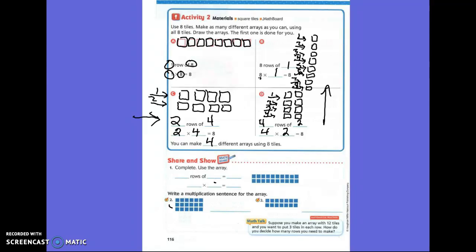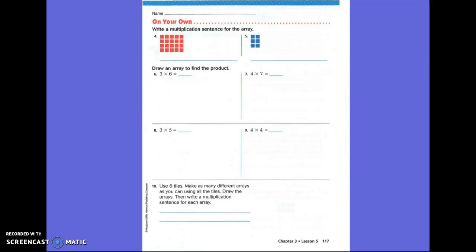All right, and then when you go to the next page, all this is on your own, and you have to draw your arrays and then find your answers on 6, 7, 8, and 9. But on 4 and 5, you are writing the multiplication sentence, just writing it for that array that they already drew for you. And then number 10, you're using 6 tiles. You only have 6, and you need to write down all the ways you can make 6.